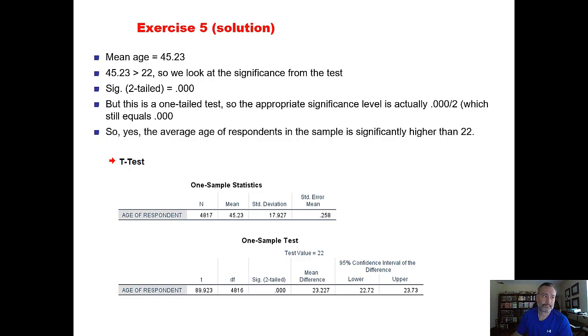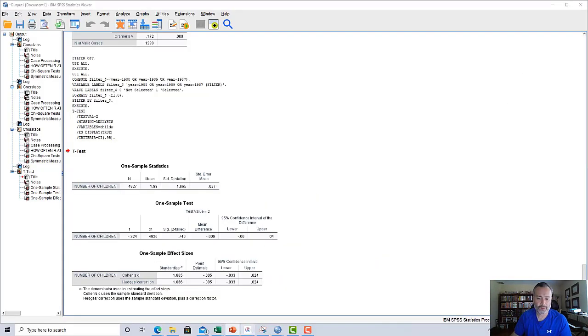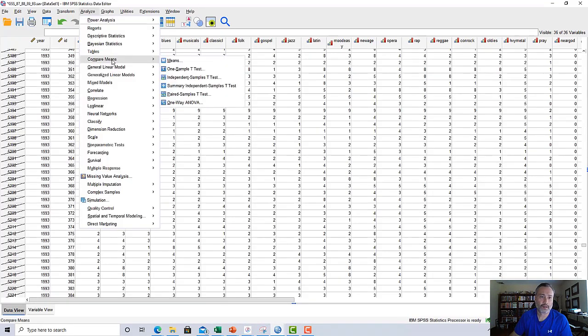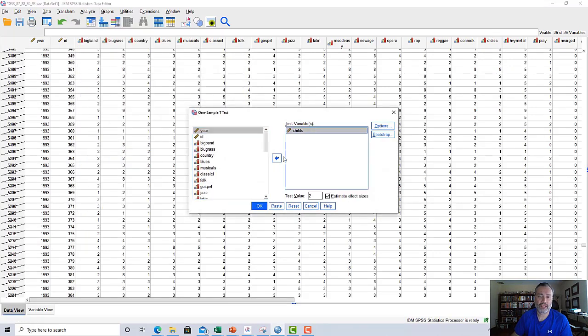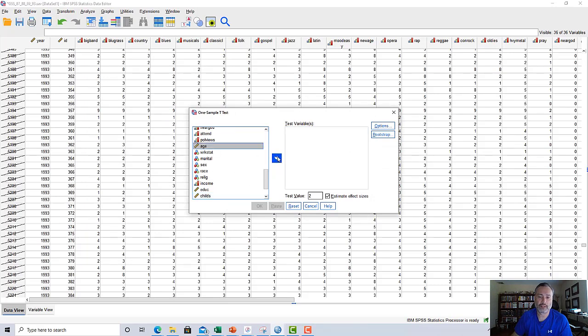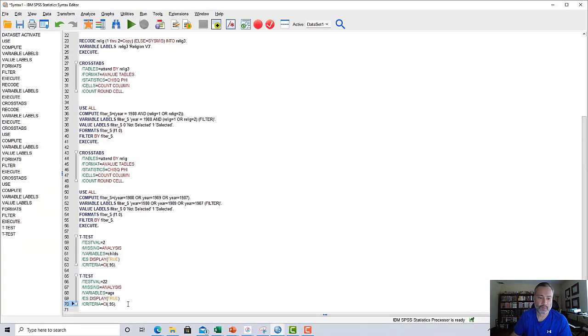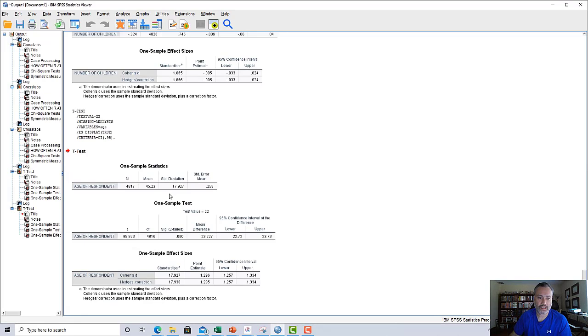And real quick, just to revisit it again, here's the SPSS file. It is again under Analyze, Compare Means. We're going to go to one sample t-test. I'm taking the child's variable out. I'm going to replace it with age. And I'm changing my test value to 22. If I hit OK, it'll just run it. But as I've been saying, it's to all our benefits for you to click paste. This is what the syntax looks like. And you can run it. And you should get 45.23 with a sig value of 0.000.